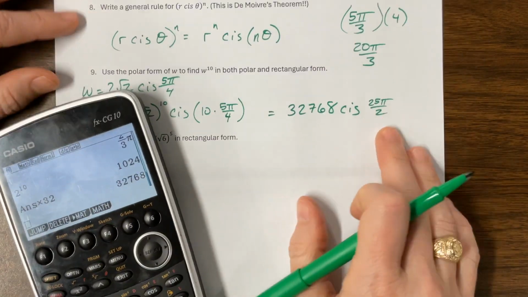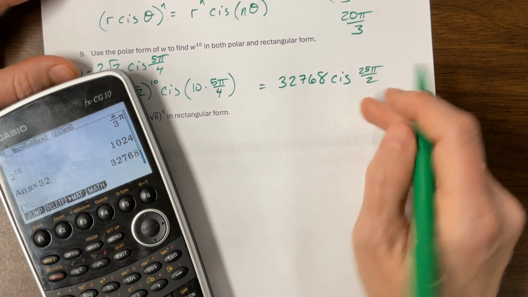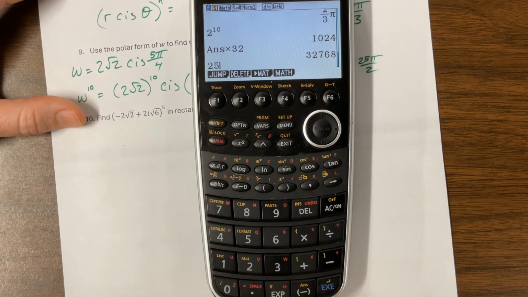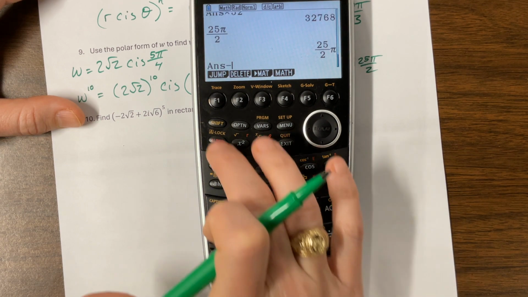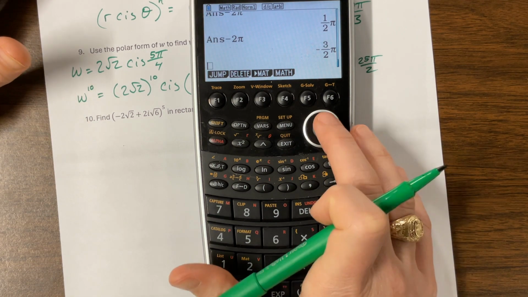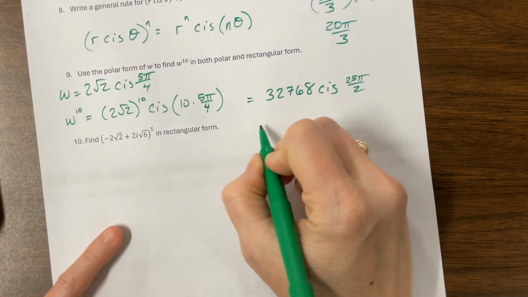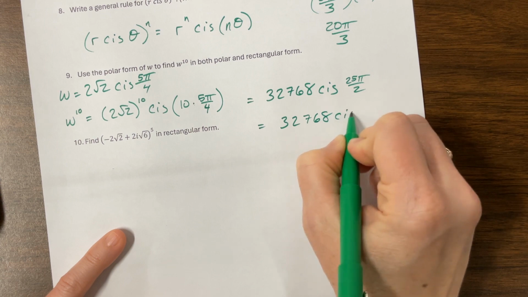Well, we don't know 25 pi over 2, but I do know that I can subtract away multiples. So I can come here, 25 pi over 2, and I can then subtract away 2 pi. This is not the most efficient way to do this, but I am jet lagged. So when I keep going, notice I end up right here at pi over 2. You didn't see what I was doing, but I ended up at pi over 2. So this is coterminal, would also be equivalent to 32768 cis pi over 2.